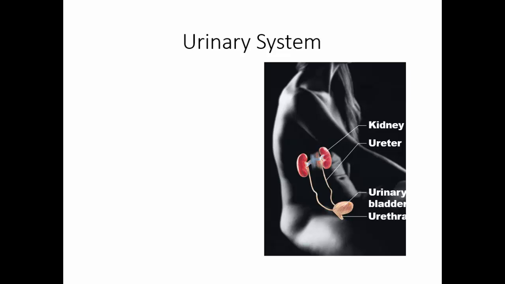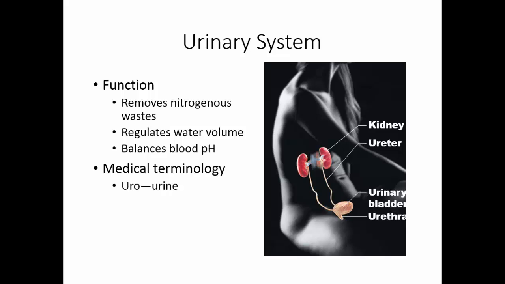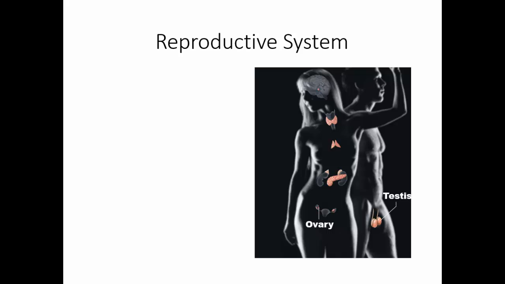The urinary system, composed of the kidney, the ureters, the urinary bladder, and the urethra, functions to remove nitrogenous waste from your body. These are waste products that are dissolved in your blood that are byproducts of metabolism. The urinary system also helps regulate the water volume of the body and balances blood pH. Some medical terms helpful here are uro, which means urine, nephro, which means kidney, as does renal. Cysto means bladder. The reproductive system functions to produce offspring.